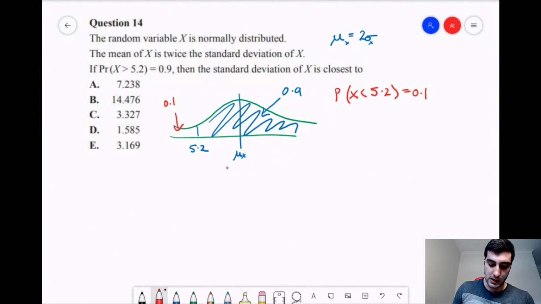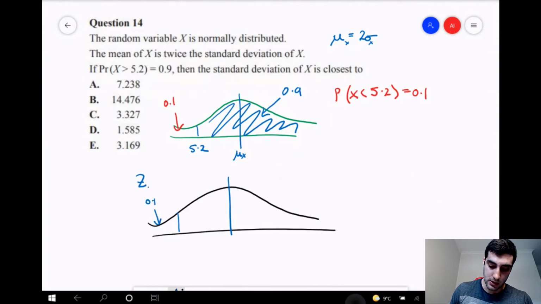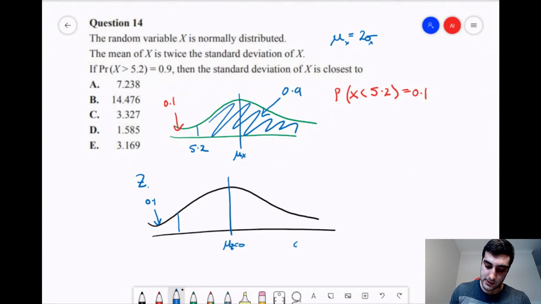So if again I draw another distribution, we know this one would be for z, the standard normal, and we know that we've got a 0.1 area here, and we know the standard normal has a mean of 0, so mean of z is equal to 0, and the standard deviation is equal to 1. So in this case here, we know the area, we know the mean and the standard deviation.